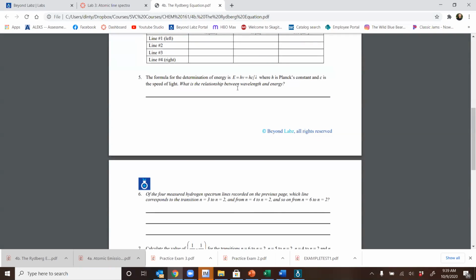It's asking you about the relationship between wavelength and energy. So remember, we derived the equation that the energy of a photon of light is equal to Planck's constant times the frequency. If we substitute in frequency that we solve for in c equals lambda nu, we end up getting that the energy of a photon of light is equal to Planck's constant times the speed of light over the light's wavelength. So using this relationship, hc over wavelength is equal to energy.